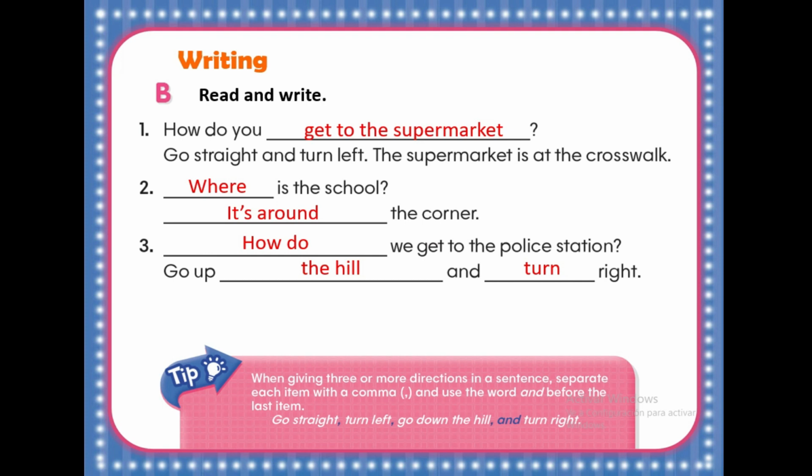Muy bien, chicos. Ahora vamos a leer lo que tenemos en la parte de abajo en el cuadrito rosado. Tip. Es un tip. When given 3 or more directions in a sentence, separate each item with a comma and use the word "and" before the last item. Esto lo hacemos en español también. Cuando nosotros damos 3 o más direcciones en una oración, podemos separar cada una de estas con una coma y utilizar la palabra "and" para la última palabra. Veamos.